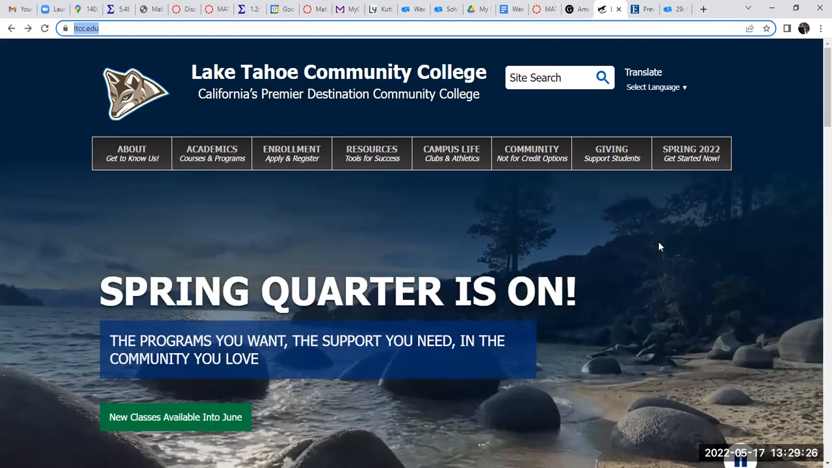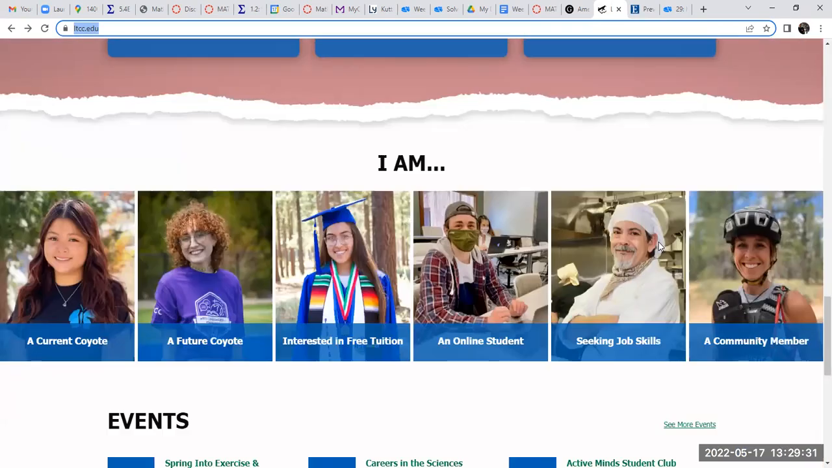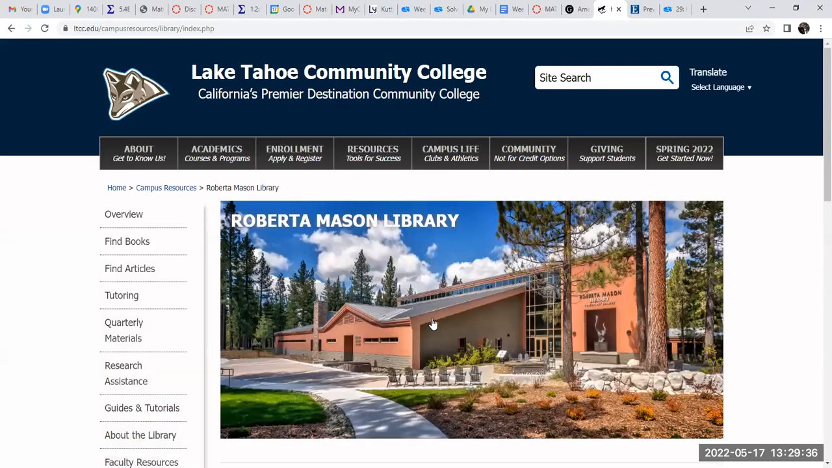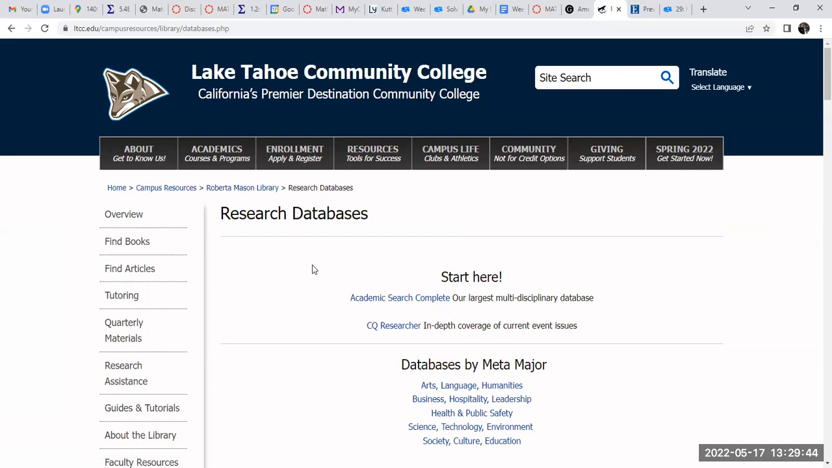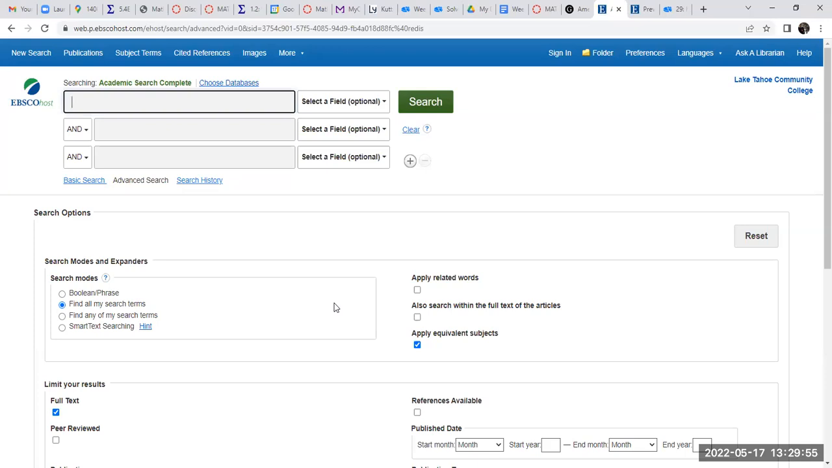So go to ltcc.edu. Scroll down. It used to be on the top, now you have to scroll down. It's kind of a pain. Scroll down and click library. Then click find articles. Is that clear? Then click academic search complete, our largest multidisciplinary database. And then do your search, something you might be interested in. Let's say you're interested in nursing.